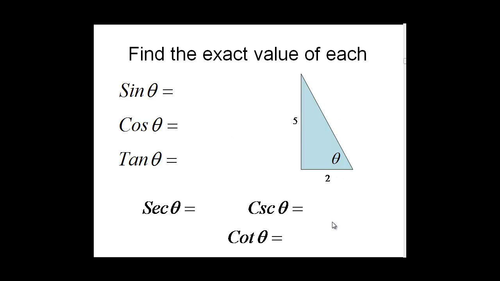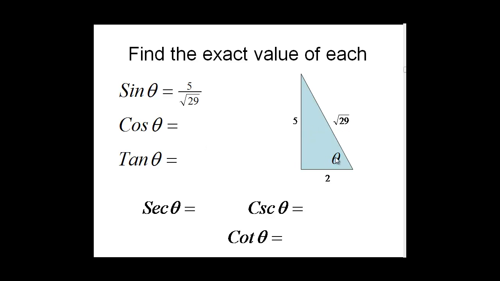Now, if we have a triangle with a 5 and a 2, we'll use the Pythagorean theorem. 5 squared is 25. 2 squared is 4. That makes 29. So your hypotenuse is the square root of that, which is the square root of 29. Sine was opposite over hypotenuse. Here's my angle theta. Opposite is 5. Hypotenuse is square root of 29.